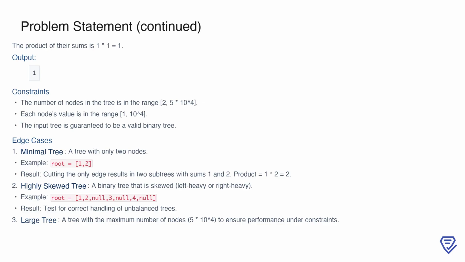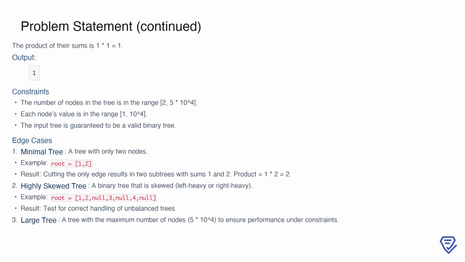Now, let's discuss some constraints and edge cases. The tree can have between 2 and 50,000 nodes, and each node's value is between 1 and 10,000. The tree is guaranteed to be valid, meaning it has no cycles or disconnected components.